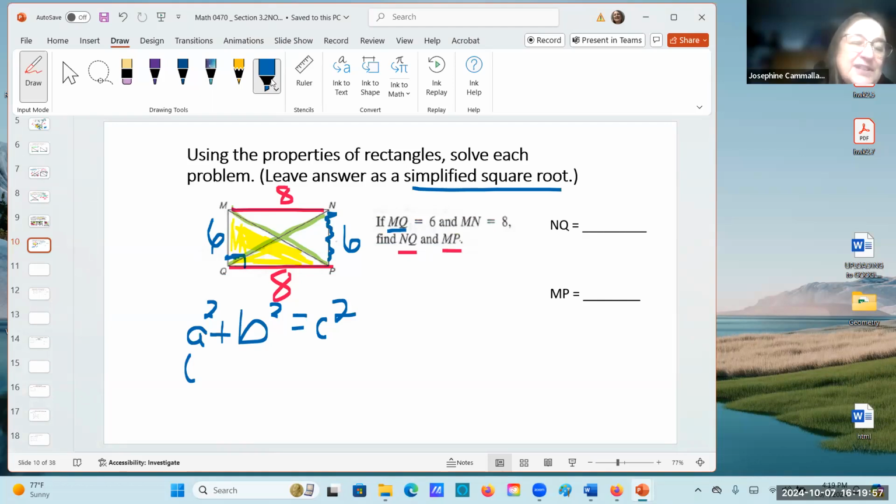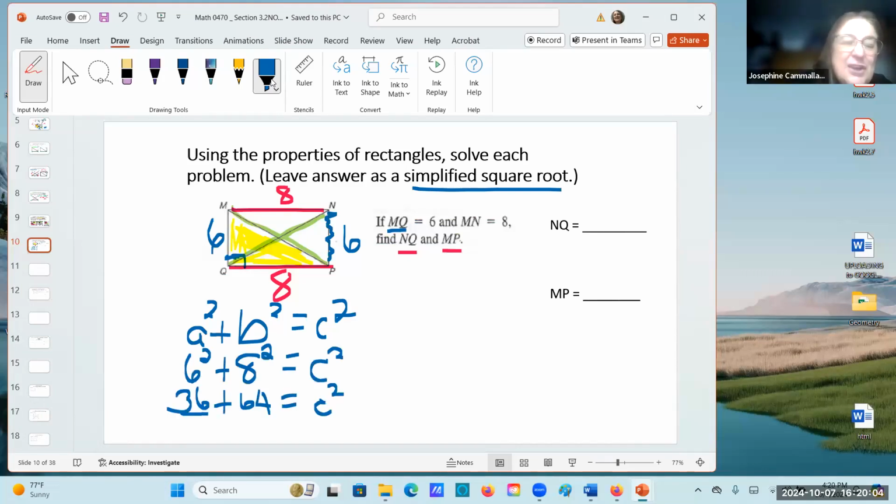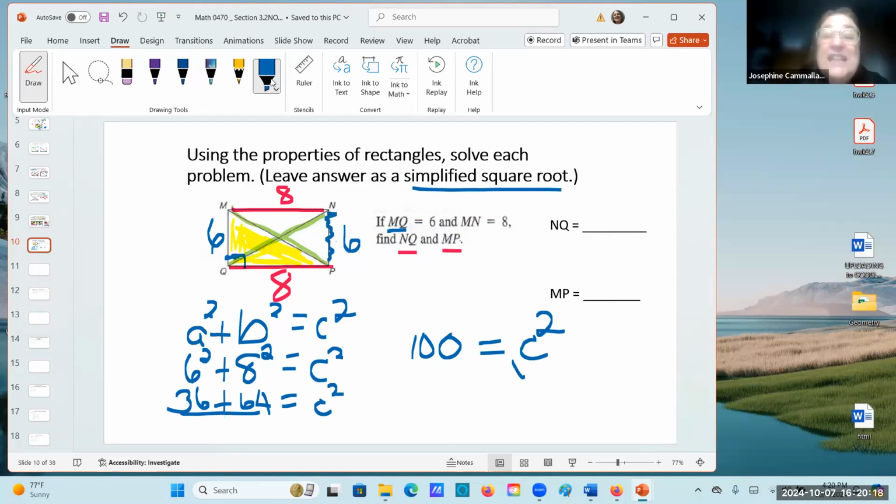36 plus 64 is C squared. Well, the nice part about it is 36 and 64 is 100 equals C squared. When I take the root, this is 10 and this is 10. Pythagorean theorem.